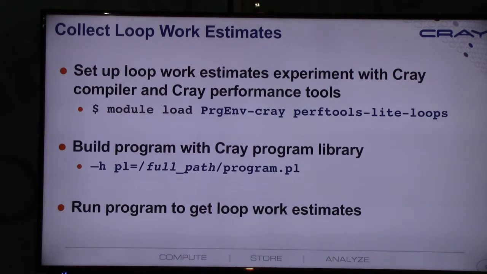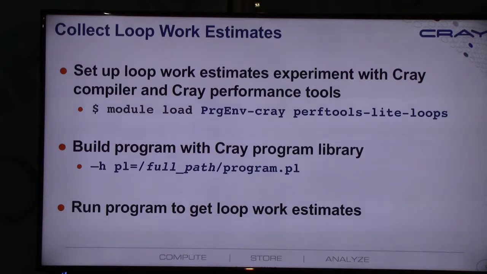You build your program with a Cray program library, which is a feature that we've added to our compiler so that it's basically a map with a lot of information about your application, and it allows the compiler to communicate information about that application to the performance tools or to Reveal. So you load these modules, you build your program, and you run it.